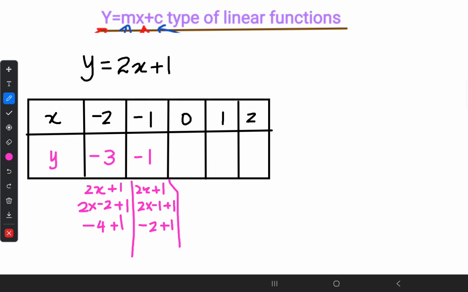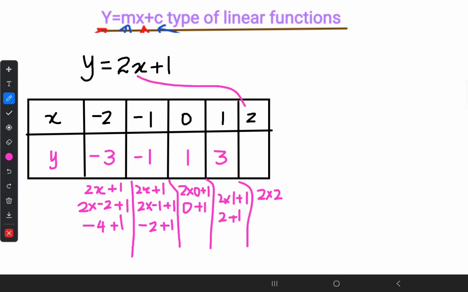Next, substitution of 0. 2 times of 0 plus 1. 2 multiplied with 0, it is 0 plus 1, it would be plus 1 itself. Next, substitution of 1. 2 times of 1 plus 1. 2 times of 1, that is 2 plus 1, it would be 3. Then finally, substitution of number 2. 2 times of 2 instead of x, I am just substituting the 2. Plus 1. So 2 times 2, 4 plus 1, it would be 5.